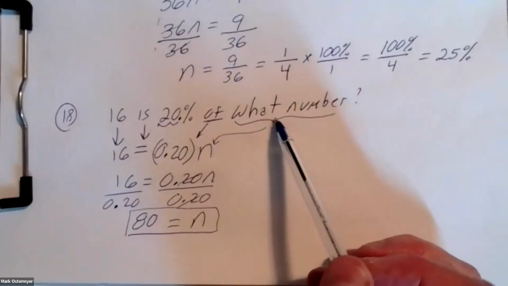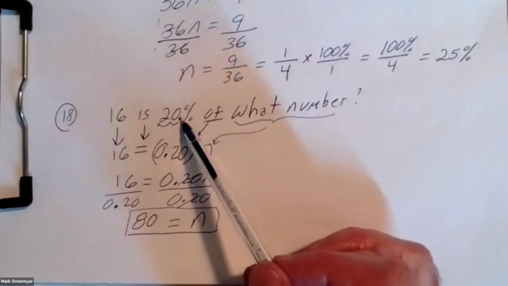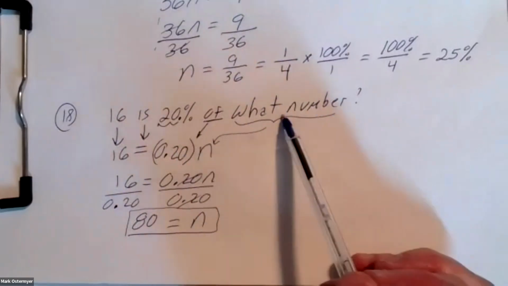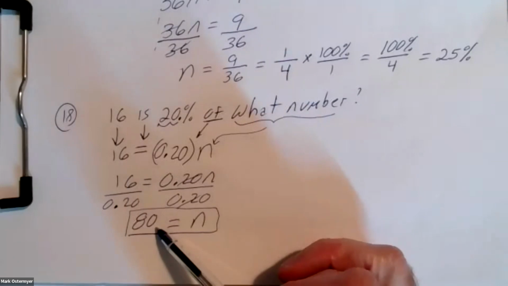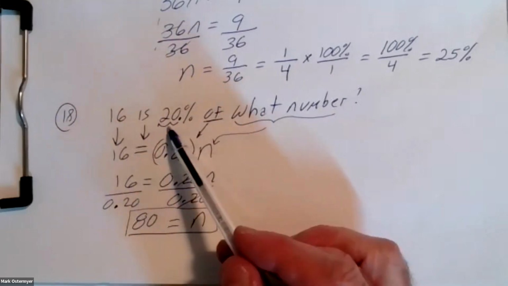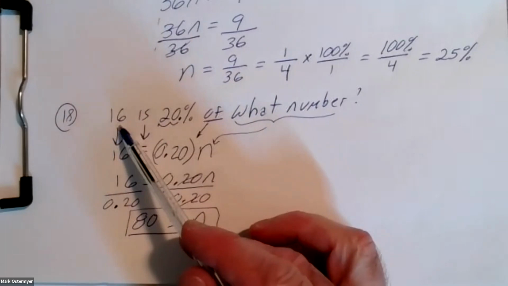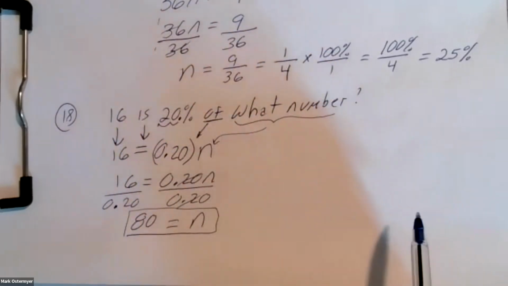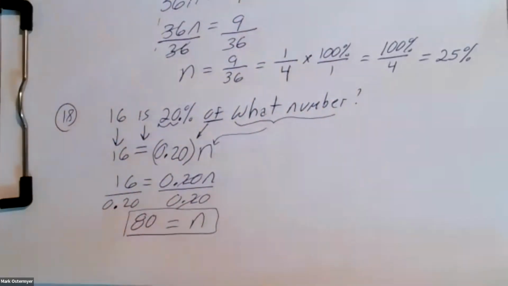Does that seem about right, that 16 is 20% of 80? Well, 50% of 80 is half of 80, which is 40. Half of 50% is 25%, and half of 40 is 20. 20% is less than 25%, so 16 would be less than 20. That seems about right, correct? Any questions, ladies, on how we're converting words into equations and then solving equations to answer the word problem?